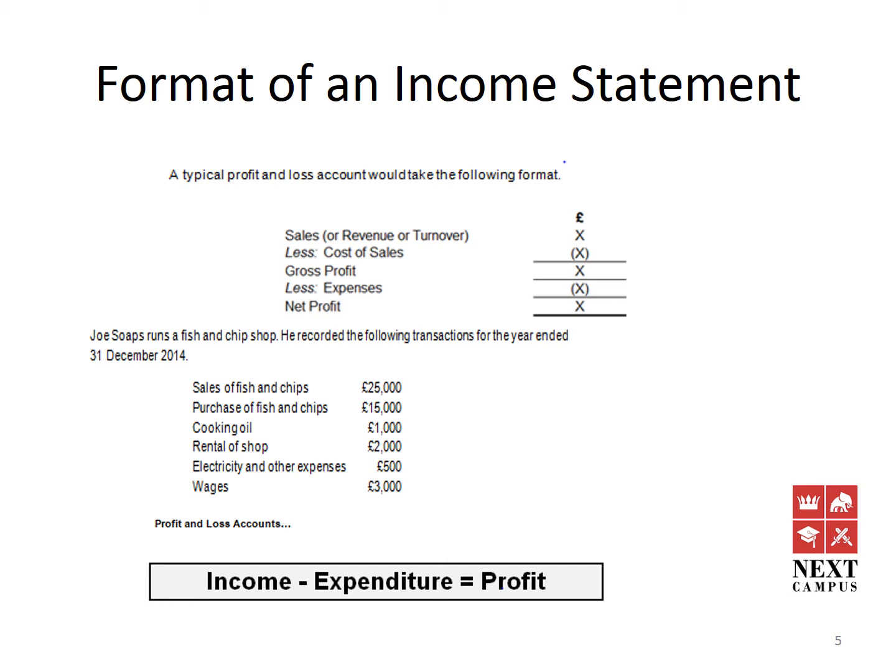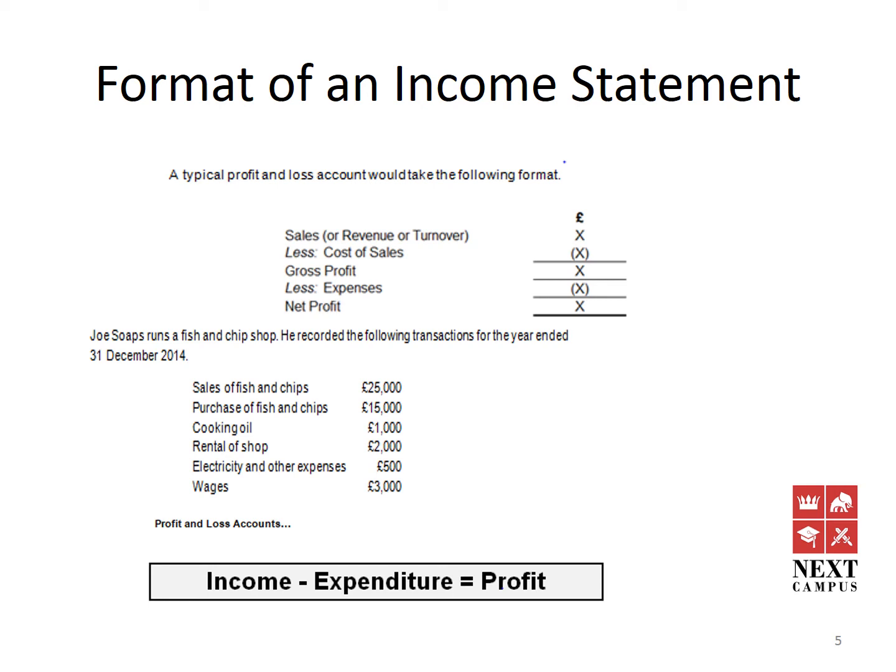Now look at the example we have given here. Joe Soaps runs a fish and chip shop. He recorded the following transactions for the year ended 31st December 2014. Sales of fish and chips 25,000. Purchase of fish and chips 15,000. Cost of cooking oil, rental of the shop, electricity and other expenses, and wages. The figures are given. So from this, prepare a profit and loss account.